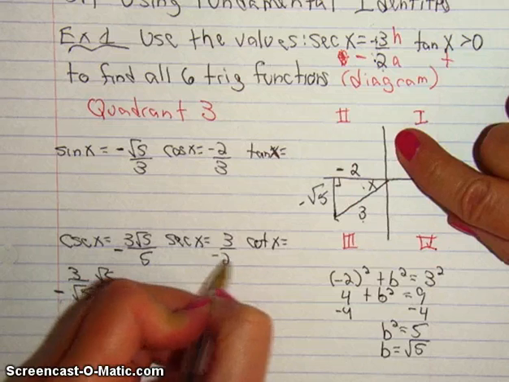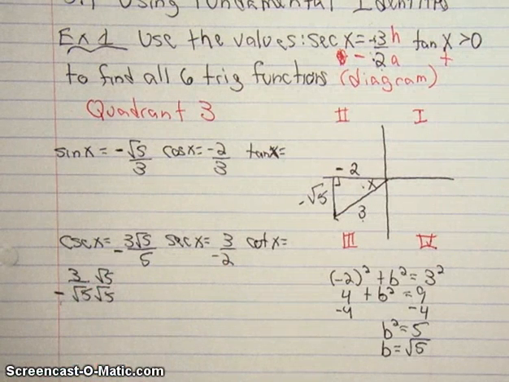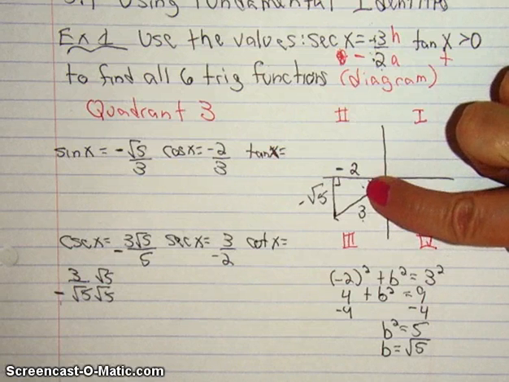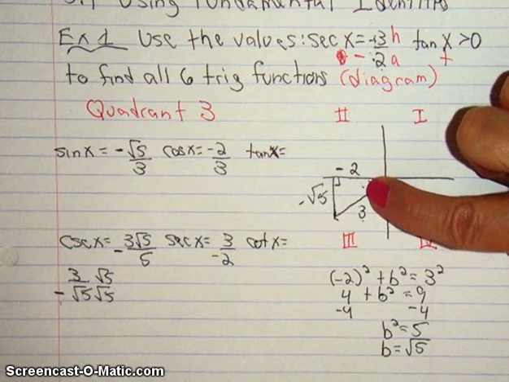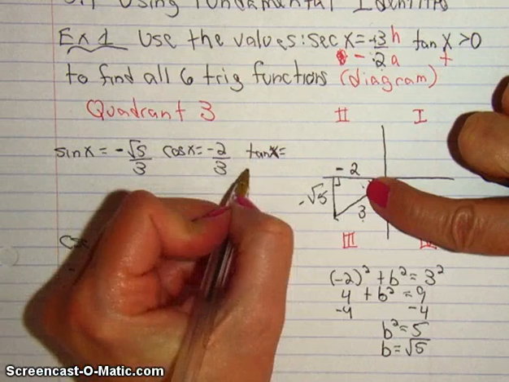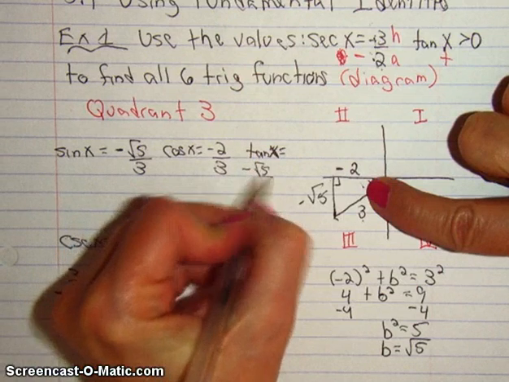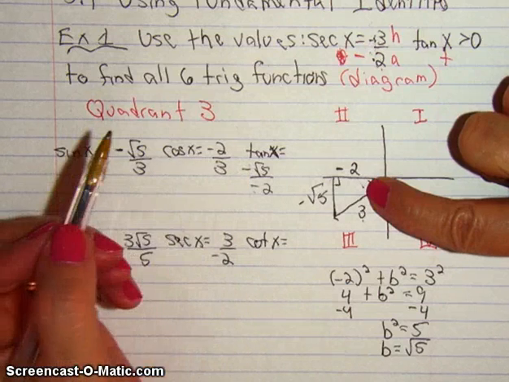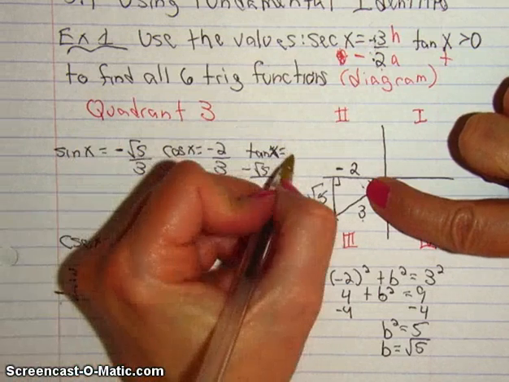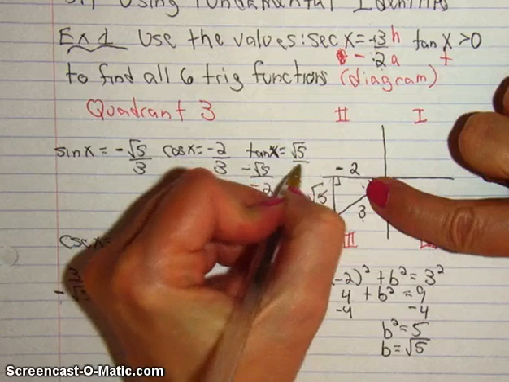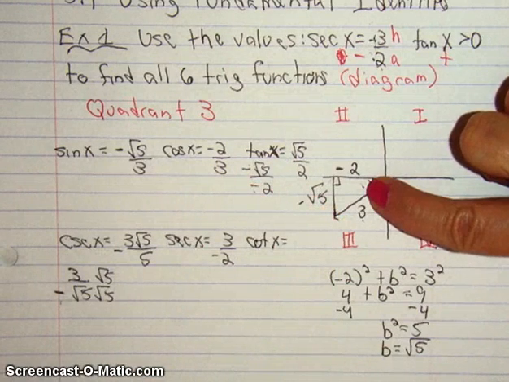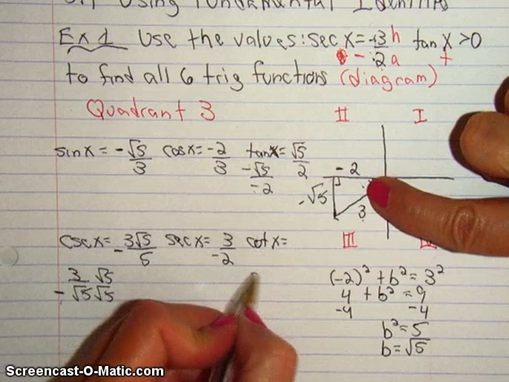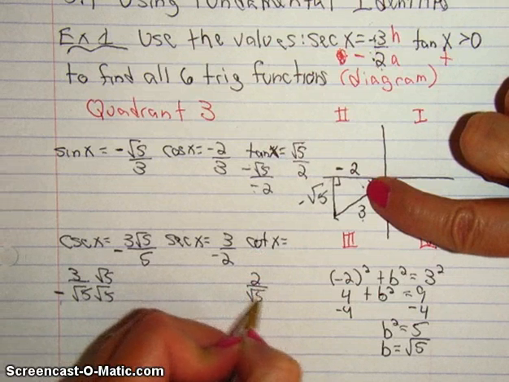There you go. Everybody good? Okay, sounds good. Tangent is opposite over adjacent. What's a negative divided by a negative? Yes. So root 5 over 2. Okay, and then let's flip it over, guys. So 2 over root 5.